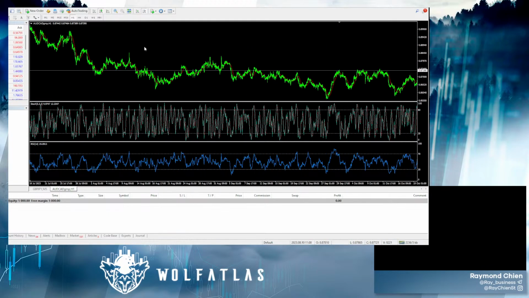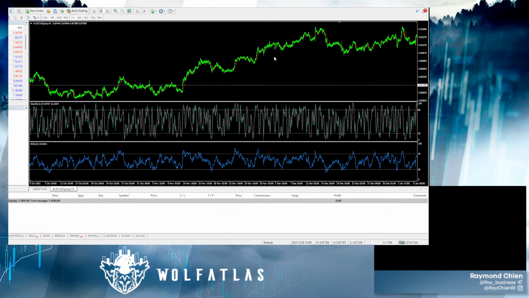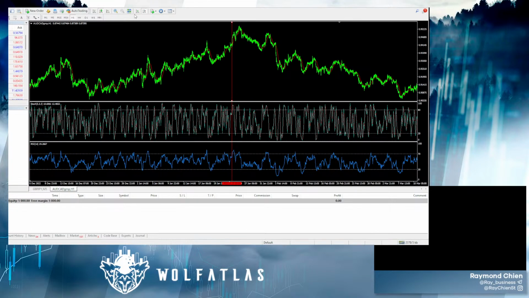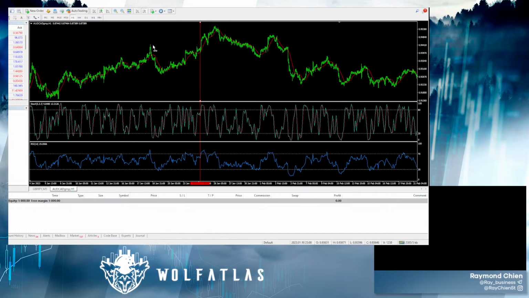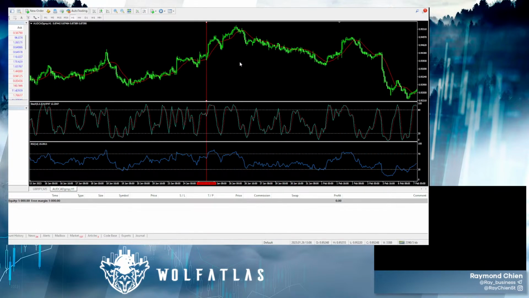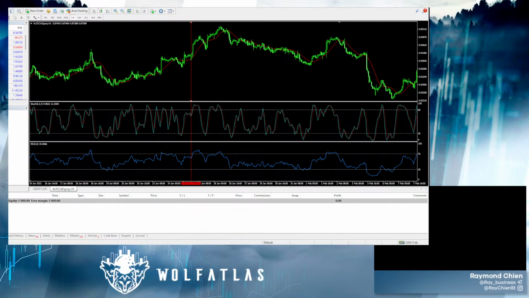H1 is the time frame that you want to use to find your exit point. Let me show you where we find that exit point. For H1, what do we look at to exit? When you're on H1, that means you're already in an open order. For example, we're on a sell order, and then when do we exit? You want to exit by only looking at the RSI.